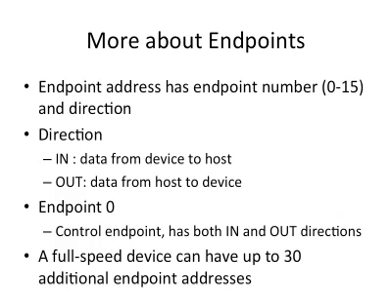Endpoint address has endpoint numbers and direction. Up to 16 endpoints can be specified, and you can have either in or out on any of these endpoint numbers. One special endpoint is endpoint 0, which is the control endpoint. It has both in and out directions. A full-speed device may have more endpoint addresses.